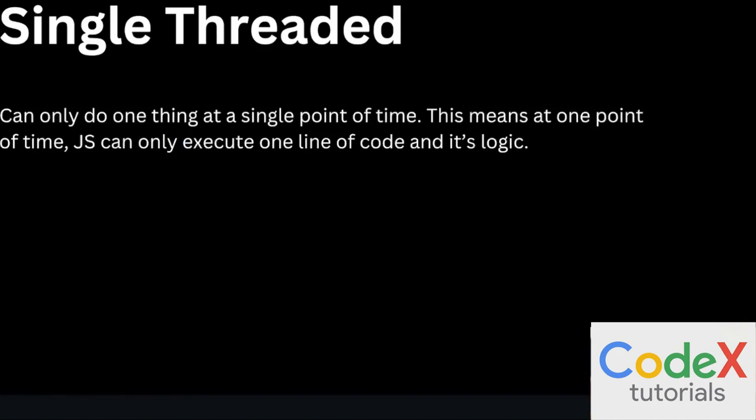So if you take the example of old programming languages like Java, which is multi-threaded in nature, in Java, it's possible to execute multiple lines of code at a single point of time, owing to the fact that it can multitask, or in essence, it is a multi-threaded programming language. But that is simply not the case with JavaScript. JavaScript can only do one thing at a point of time and it cannot do anything else.